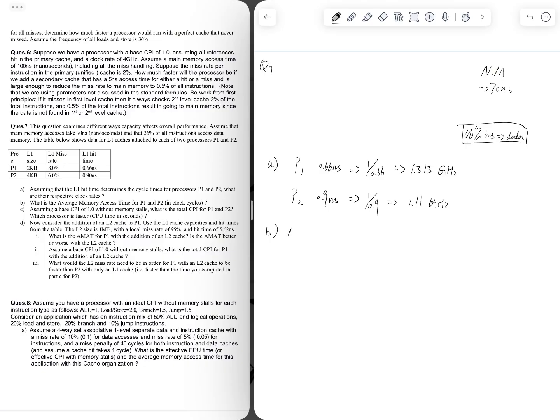Part B wants us to get AMAT for each processor. So what is the miss rate for each processor? Yeah, we still need the table. Miss rate is 8% for processor 1 and for processor 2 it is 6%. Okay, that's good.